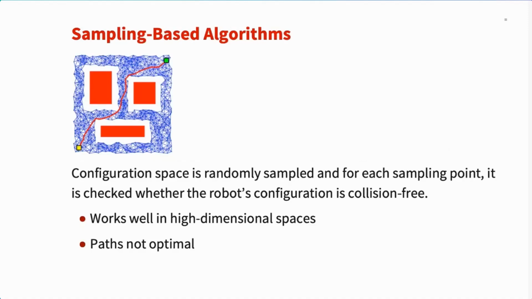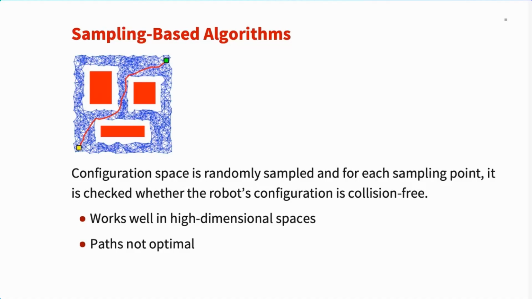Then we have sampling-based algorithms. These types of planners, such as the PRM, the probabilistic roadmap, and RRT, the rapidly exploring random tree, are the most common types of planners for approaching the motion planning problem because they're very quick and very effective even in complex environments.